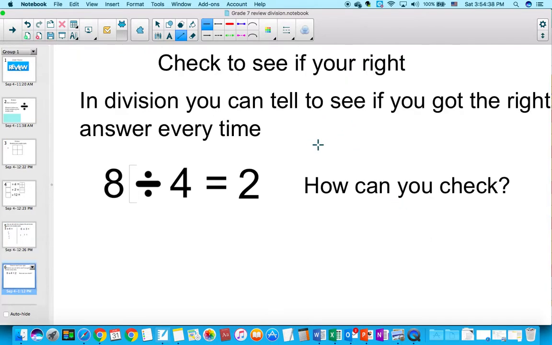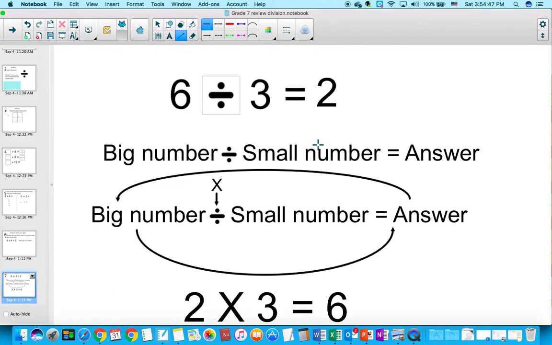So let's say you do division, and you get an answer, and you're not sure if you're right or wrong. Well, there is a way you can check. You take multiplication. So know your multiplication, because that can easily help you find whether or not you're right for division. So let's take a look at this.